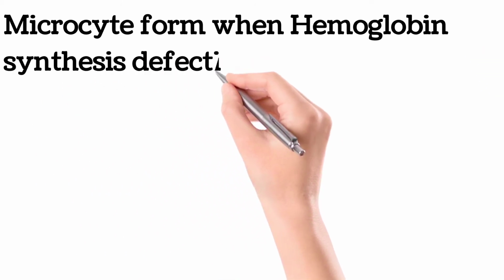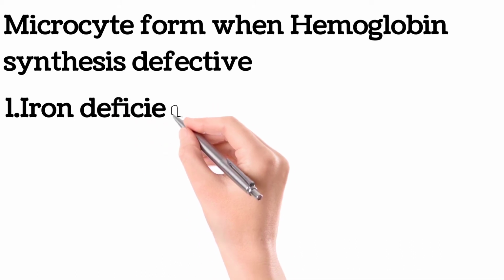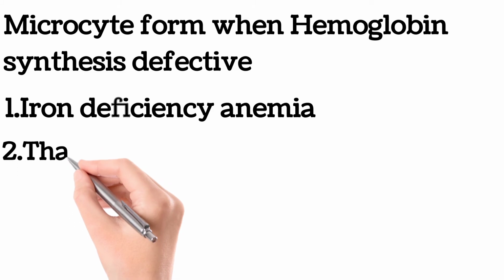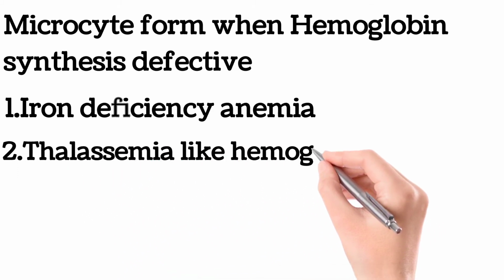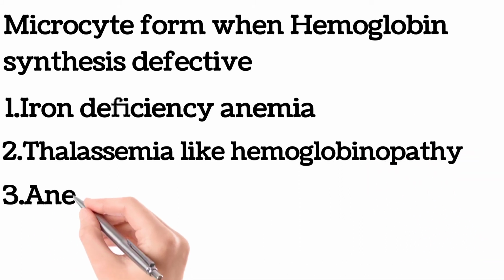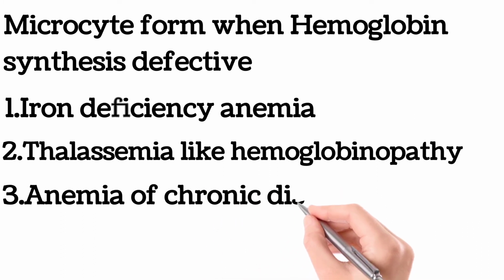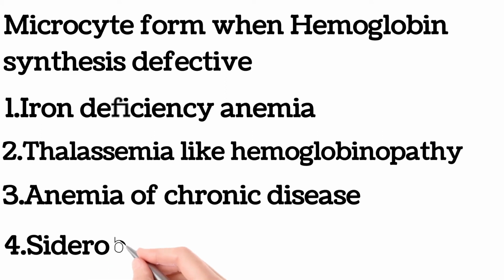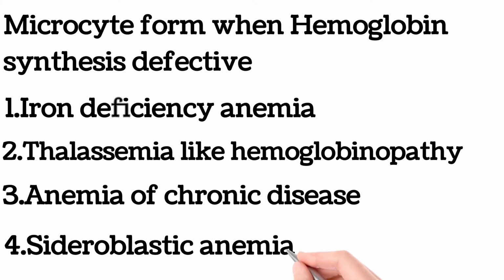The microcyte is seen when hemoglobin synthesis is defective. So it is seen in microcytic anemia. The examples are iron deficiency anemia. Then it can be seen in thalassemia like hemoglobinopathies. It can also be seen in anemia of chronic disease. These all are the causes of microcytic RBC, right? The fourth cause is sideroblastic anemia. In these four conditions, microcytic red blood cell can be seen.